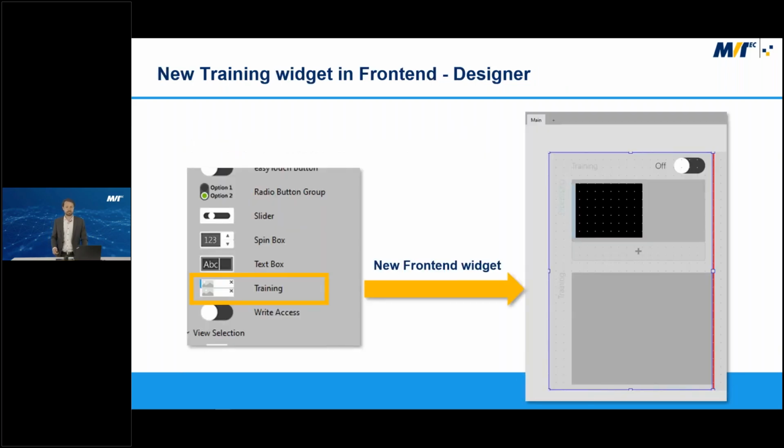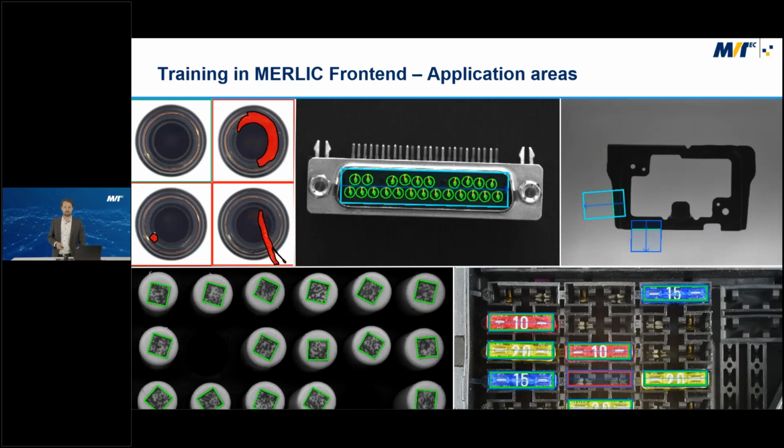How do I access this new feature? So you will just find in the front-end designer a new training widget that you can just import into your front end. And training can be done in many application areas, as you can see here, from barcode to alignment to counting applications, and also deep learning like anomaly detection.